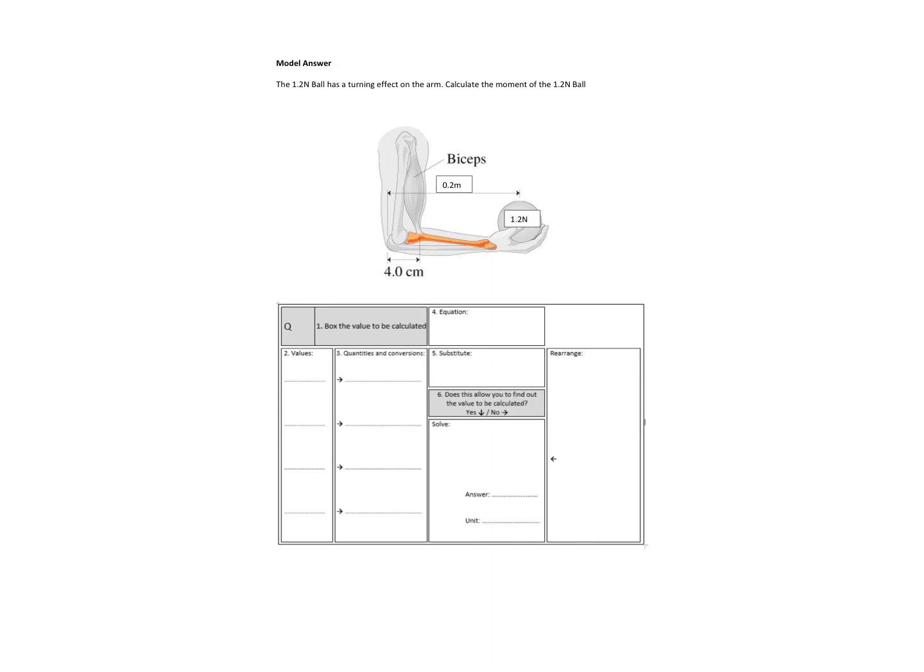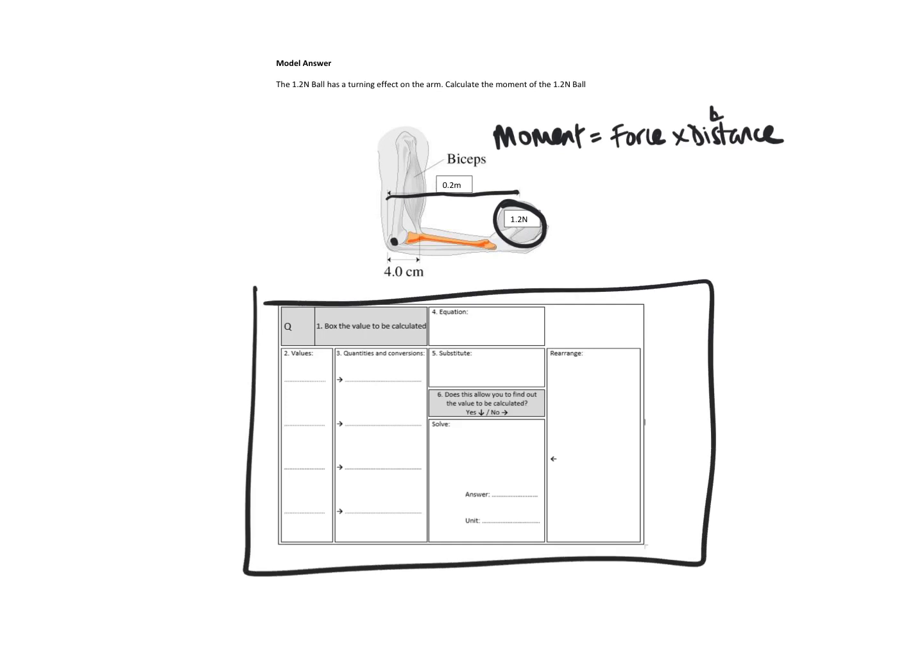Well, the first thing is always to write down the equation for moment, which you'll recognise as moment equals force times perpendicular distance from the pivot. So we've got the pivot just here. If we're trying to calculate the moment caused by the 1.2 Newton ball, then we know the force is 1.2 newtons and the distance from the pivot is this one, which is 0.2. So let's now look at how we would write it out in this format.